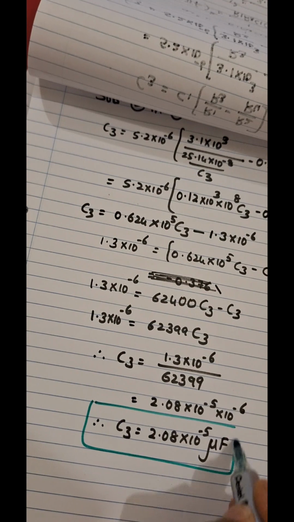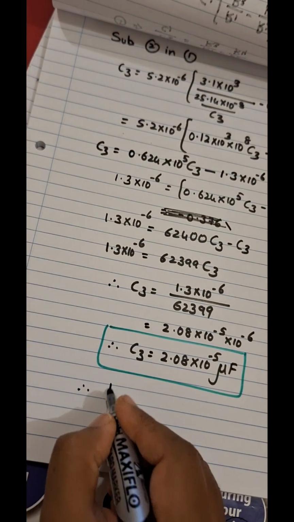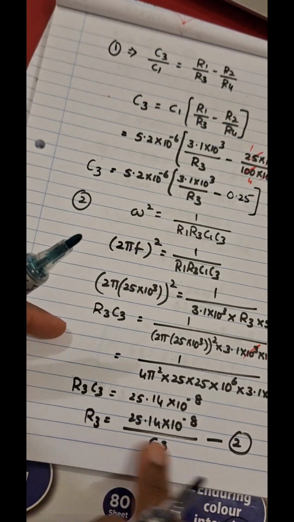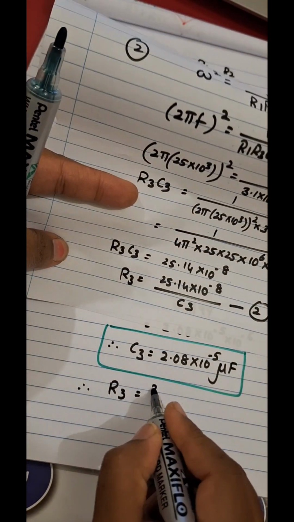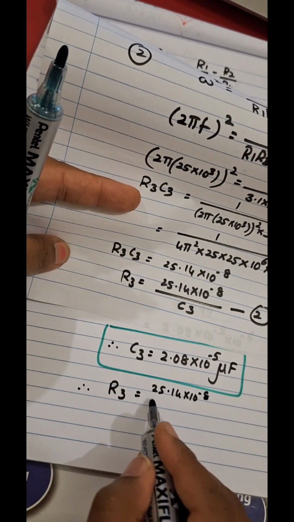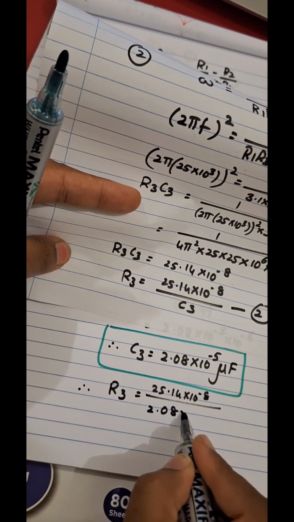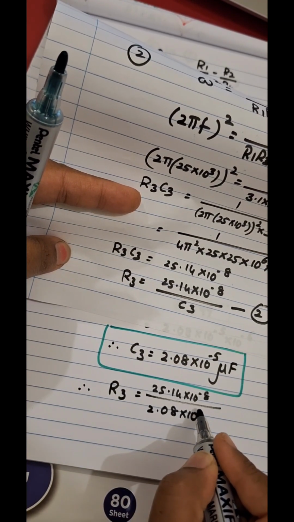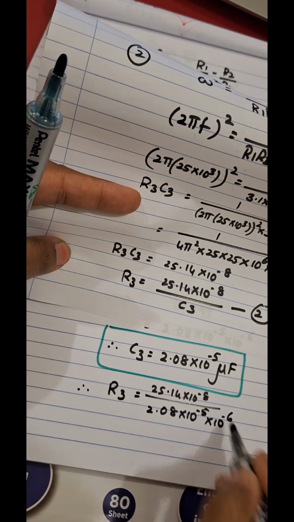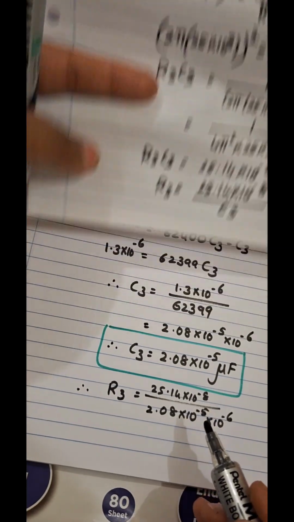But are we done here? No. We are supposed to find R3 also. R3 is equal to, what is the formula we have for R3? This is the formula: 25.14 into 10 power minus 8 divided by 2.08 into 10 power minus 5 into 10 power minus 6, because you have micro, don't forget that. So micro is to be given.